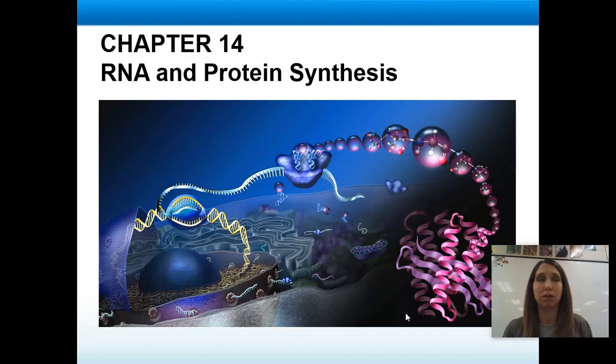Remember, we've always said proteins are the things that are doing all of the activities and functions that we need in a cell. And so when we think about phenotype, that phenotype is derived from the proteins that are made from the genes we inherit in our DNA, okay?